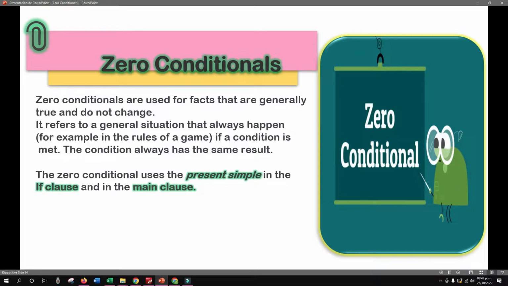The zero conditional uses the present simple in the if clause and in the main clause.